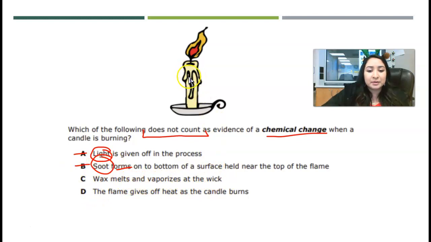So that means it's talking about this part, the waxing of the candle. When it melts and then dries up or gets hard again, isn't it still wax? It's still the same thing, so this one might not be it. The flame gives off heat as the candle burns. It has heat, so it's a temperature change, and it even says burns. So definitely it's not this one because that's a temperature change, so your answer is C.